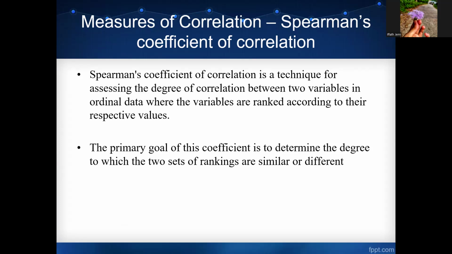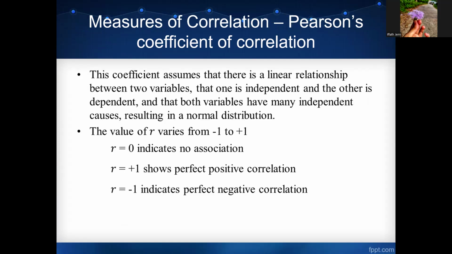Spearman's coefficient of correlation is a technique for assessing the degree of correlation between two variables in ordinal data, where the variables are ranked according to their respective values. The primary goal of this coefficient is to determine the degree to which the two sets of rankings are similar or different. Pearson's coefficient of correlation assumes that there is a linear relationship between two variables, that one is independent and the other is dependent, and that both variables have many independent causes resulting in a normal distribution. Pearson's coefficient of correlation assesses the degree and direction of relationship between two variables.